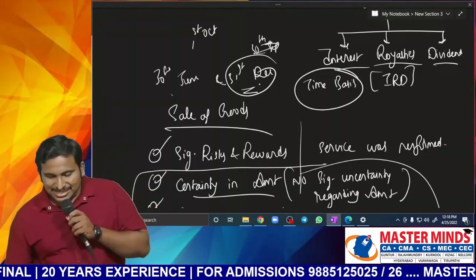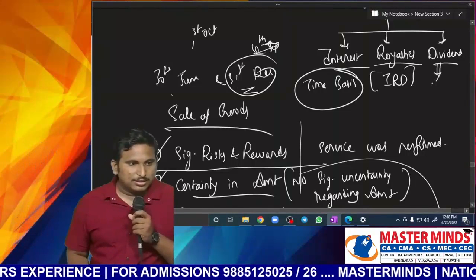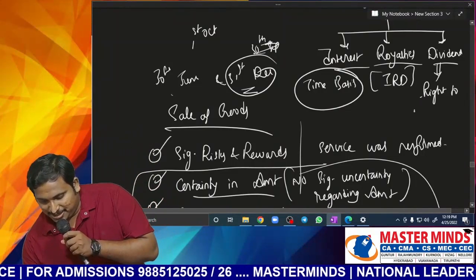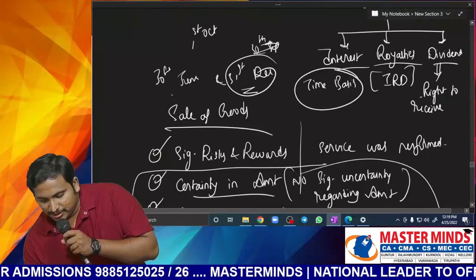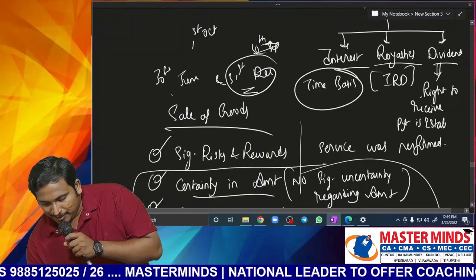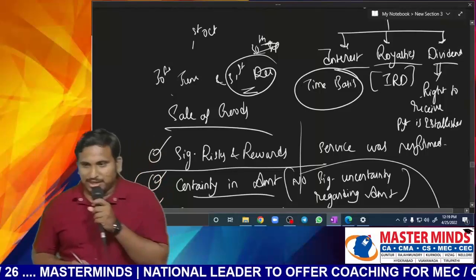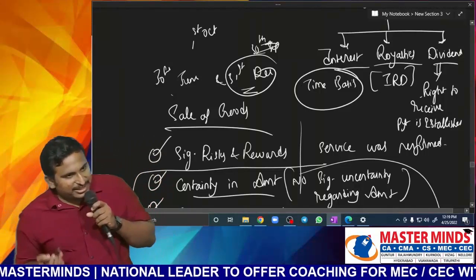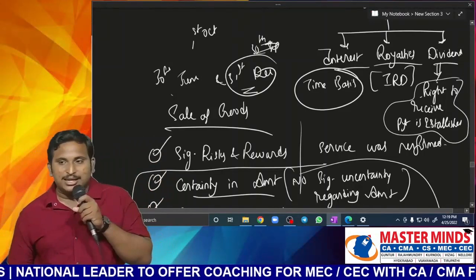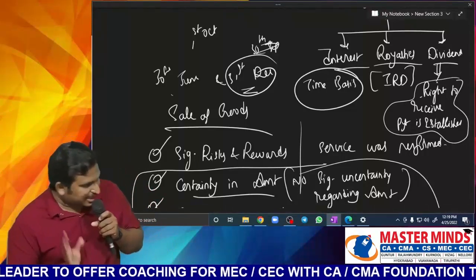Now, how do you recognize dividend, sir? When will it be recognized? When the right to receive payment is established. This is the formal wording, sir. But when will this right be established? When the dividend is declared. If the dividend is declared, you will have the right to receive the payment. So then you can recognize the dividend. That is the date when the dividend is declared, sir.